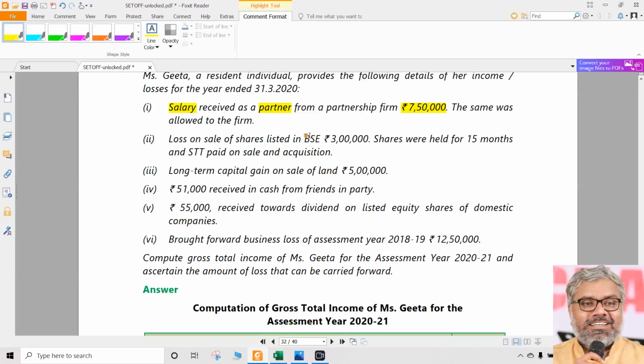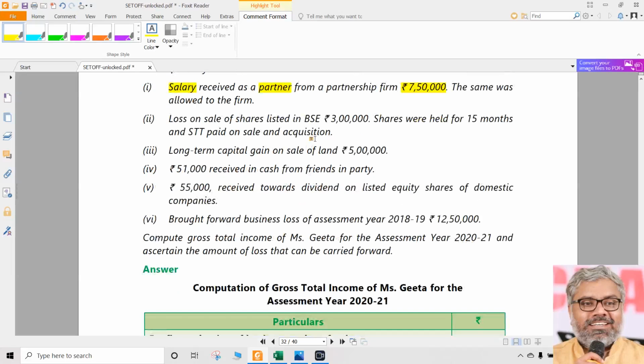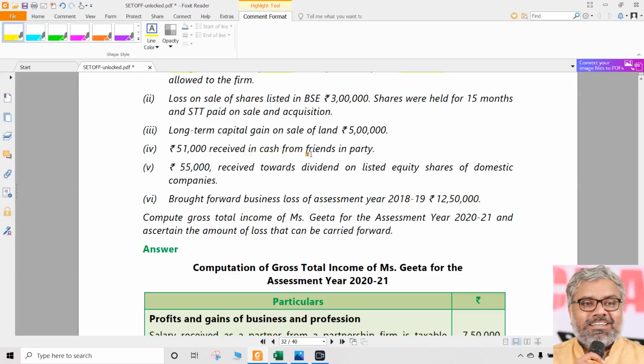So PGBP is how much? 7,50,000. Then there is a loss, which will come to later. Long-term capital gain on sale of land is 5 lakhs, that is a gain. And then 51,000 received in cash from friends at a party is income from other sources, a gift of more than 50,000, taxable definitely. And 55,000 received as dividend on listed equity shares of domestic companies is exempt under section 10(34). Why? Because it did not exceed 10 lakh rupees.